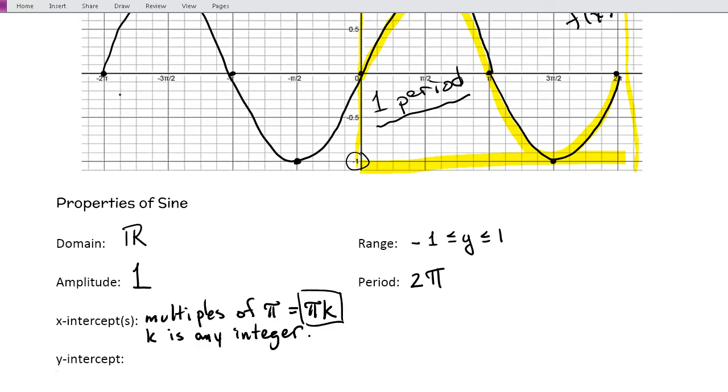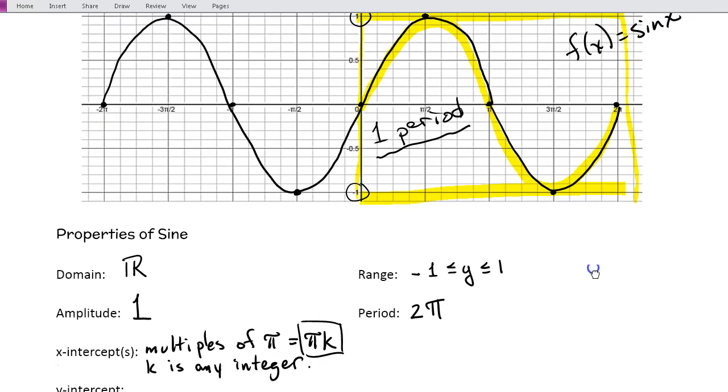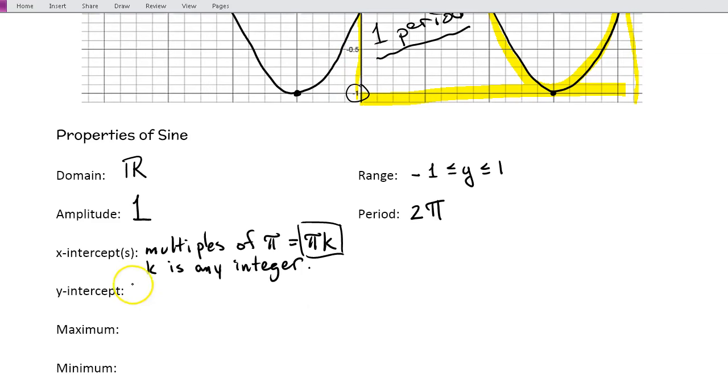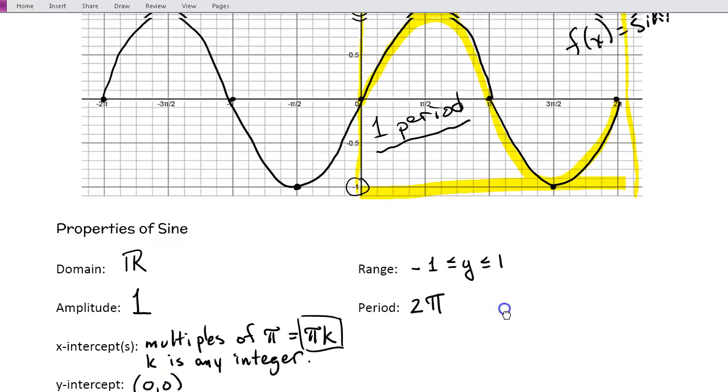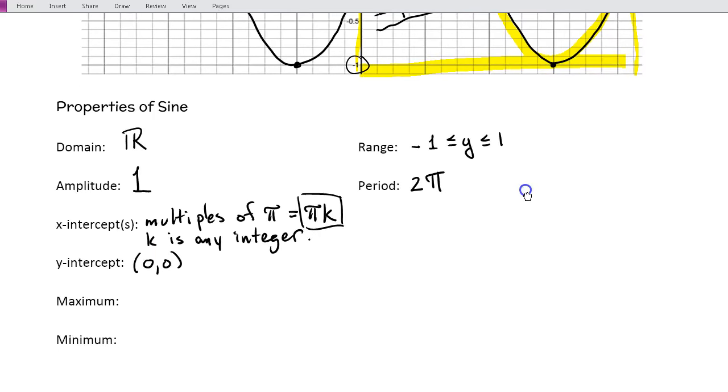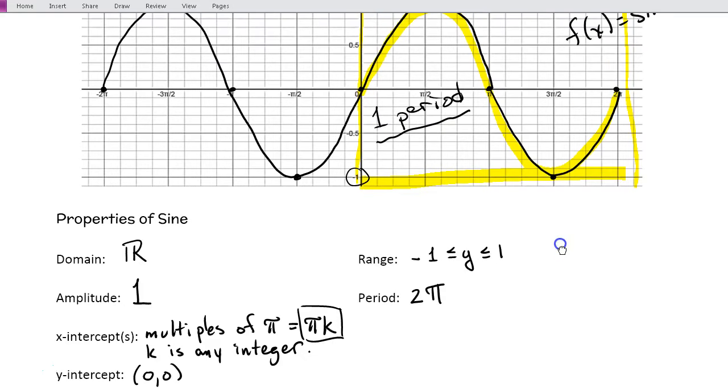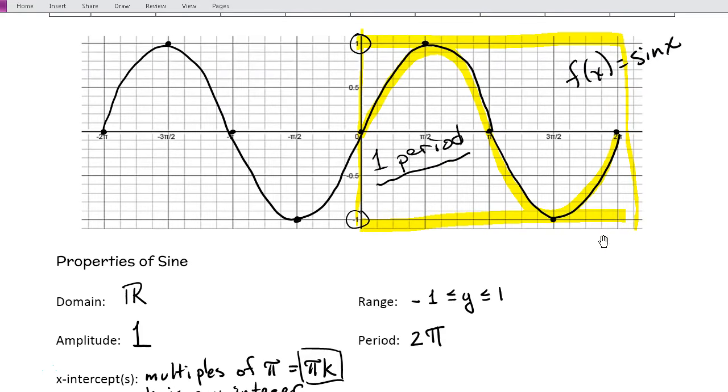And then as far as y-intercepts, we can see this only intersects the y-axis at 0. So our y-intercept is (0, 0). Okay, we have a maximum value. It goes up to 1. And a minimum value at -1. And those are the properties of our sine curve.